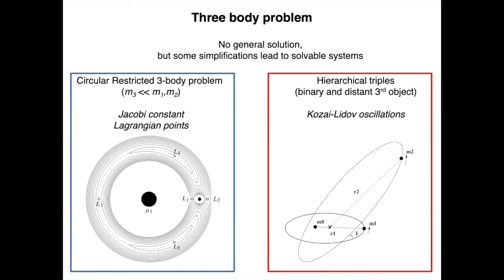One of the interesting effects happening here is Kozai-Lidov oscillations. Kozai-Lidov oscillations have become one of the most studied problems in all of astrophysics, since they have a lot of applications for exoplanets.